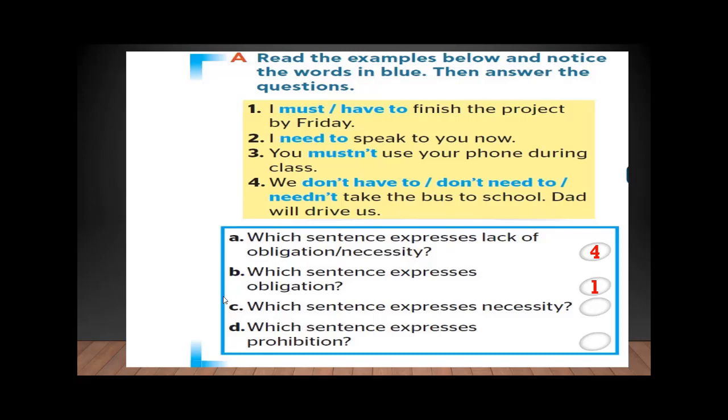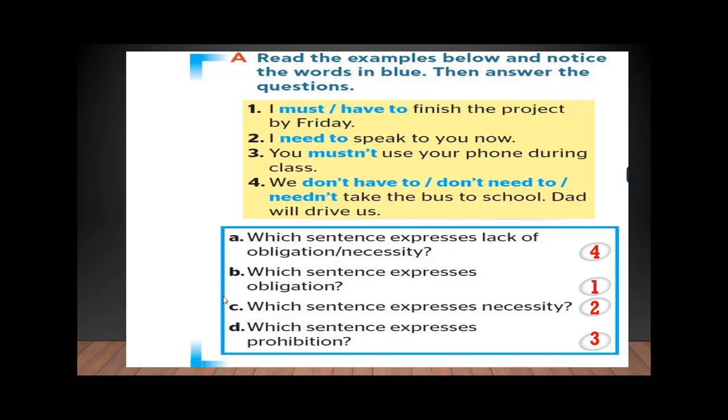Which sentence expresses necessity? We have number 2, which is I need to speak to you right now. This is a necessity, something necessary for you to do. And finally, of course, which sentence expresses prohibition? As we said, prohibition is the things you are not allowed to do, you are prohibited to do. And of course, it will be number 3. You mustn't use your mobile phone during class.